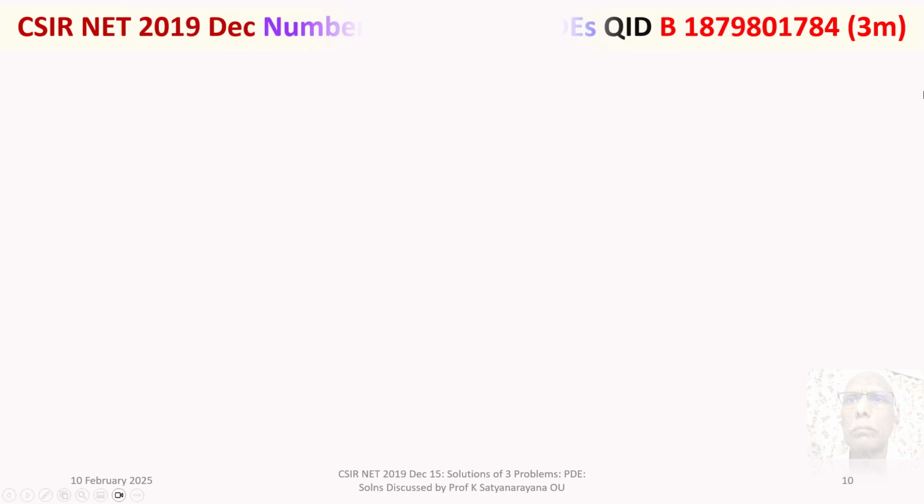That is the third question. This is from section B for 3 marks with this question ID. And the question is related to number of solutions.